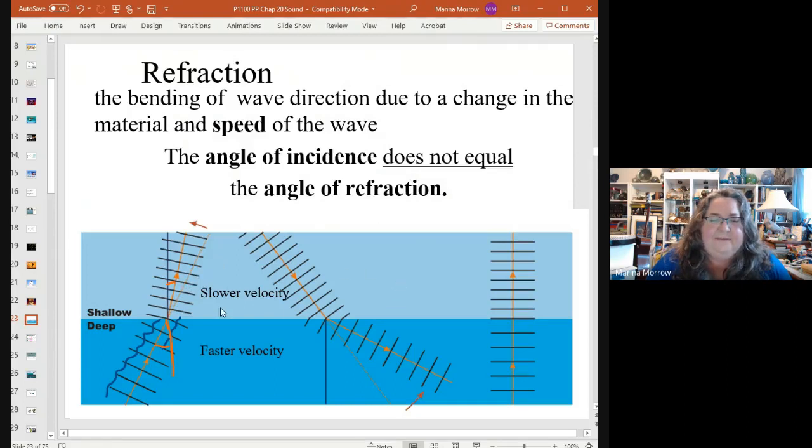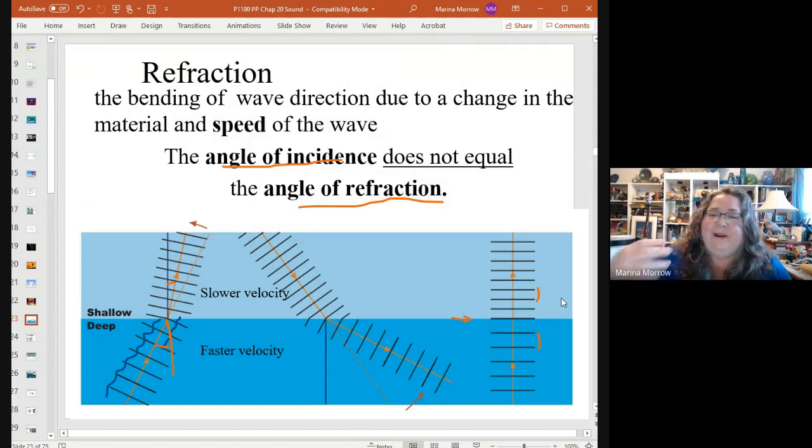Now, so that's one thing. The angle of incidence does not equal the angle of refraction, unless, of course, it's coming straight on. So here you can see this wavefront is moving perpendicular to the break between deep water and shallow water. And so the wavefronts don't change direction. But what does happen is they do still slow down. And because of that, you can see how the wavelength changes. Right? You've got a larger wavelength here, you've got a smaller wavelength here.